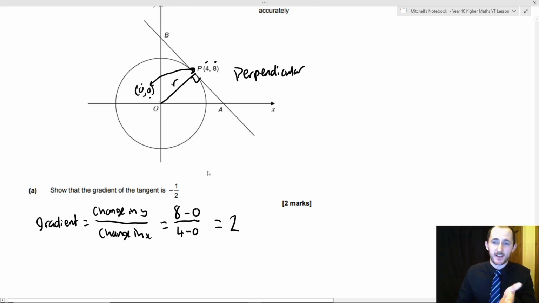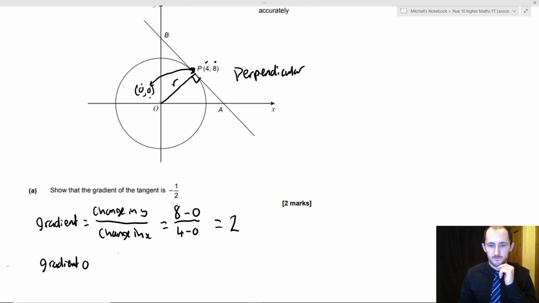If they're perpendicular, then that means the gradient of the tangent is just minus 1 over the gradient. It's the negative reciprocal.